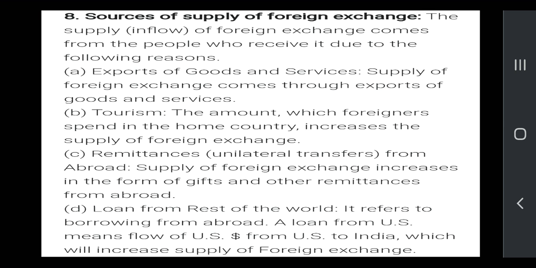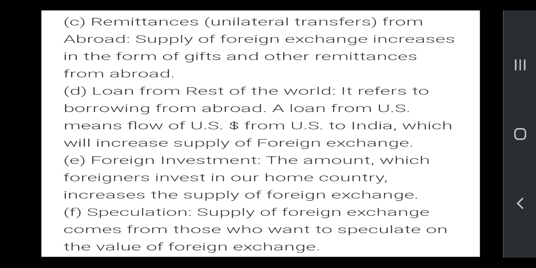Then unilateral transfer: if we are receiving donations, grants, gifts from another country, then there is an inflow of foreign exchange, means there is a supply of foreign exchange. If we are taking a loan from the IMF or World Bank, then there is also an inflow of foreign exchange, okay? So these are some sources of supply of foreign exchange. Unilateral transfer means one-sided payment.